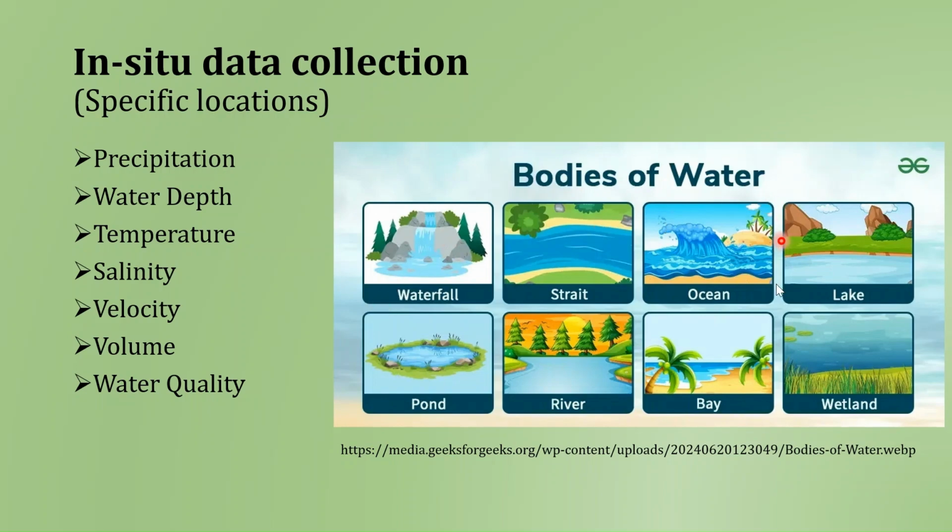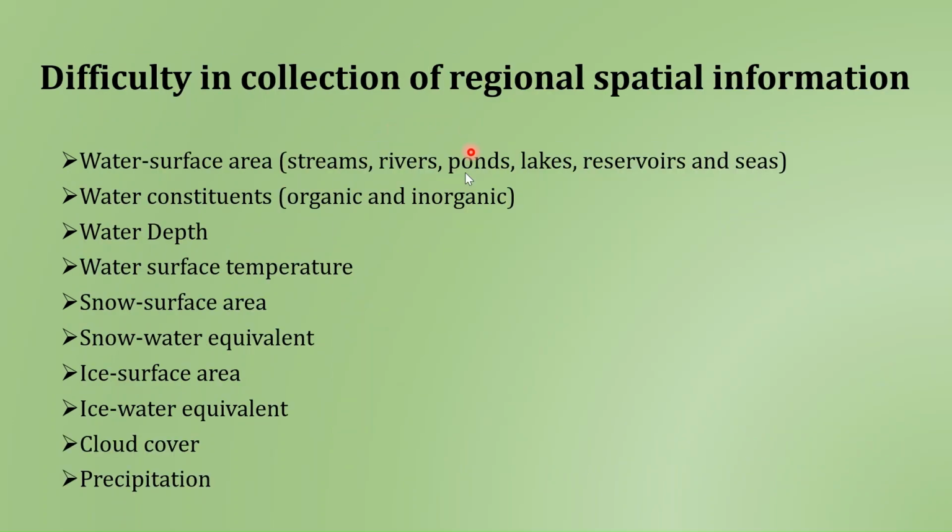For different surface water bodies, in situ data collection is possible for particular locations. And here are some of the parameters, for example, precipitation, water depth, temperature, salinity, velocity, volume. For this, we have to actually go on the field, and then using the different instruments, we can collect the data. And then for water quality, we have to collect the water samples from the field, and then they can be brought to the laboratory for various chemical assessment. In situ data collection for a specific location is feasible.